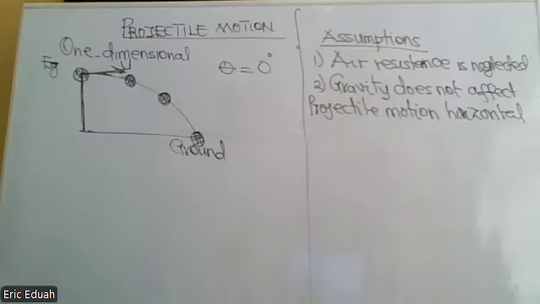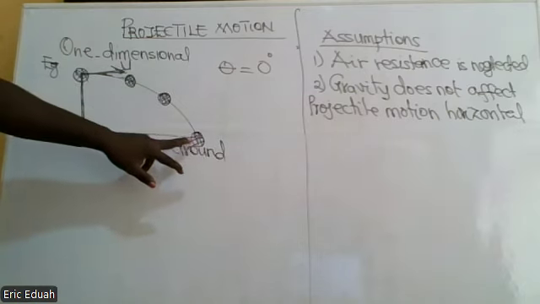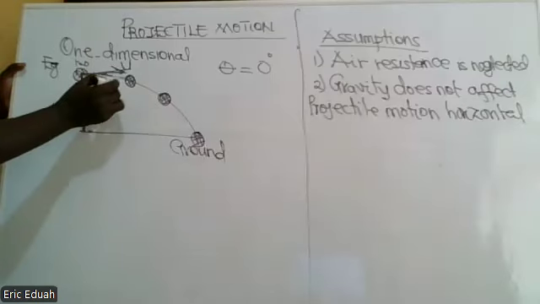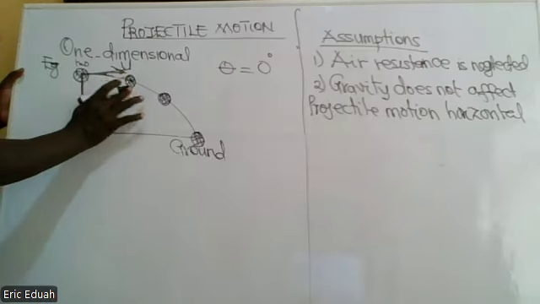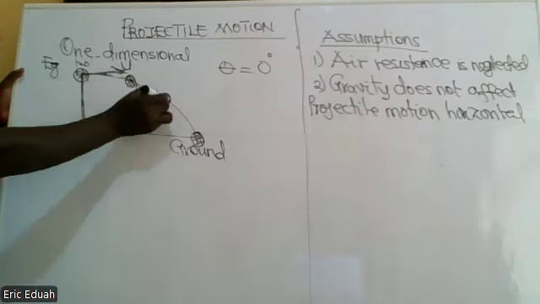Okay, so we want to follow the path. At one point it is here, at another point it is here, and finally drops to the ground. Just before it moves, t is equal to 0. Let's assume when it comes to this point, the time taken to come here is t1. This is t2. And the time taken for the body to drop to the ground is t3.